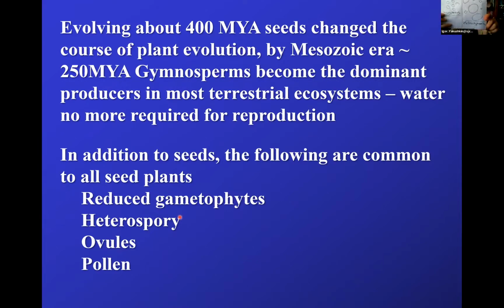Now you're looking at this. You can clearly see some of the spores are much larger than the others. The larger spores will become a female gametophyte, and the smaller ones will become a male gametophyte. Just looking at them, you can see the difference in sizes. This is what heterospory is. Make sure you understand that.